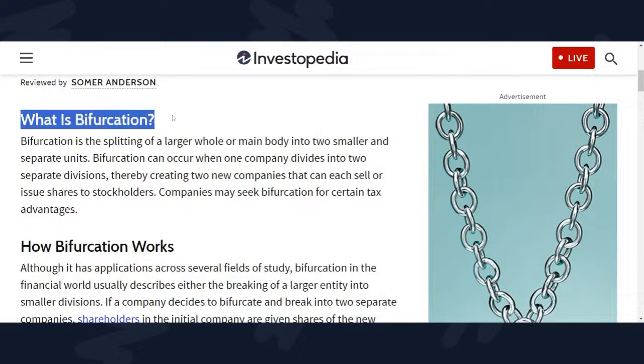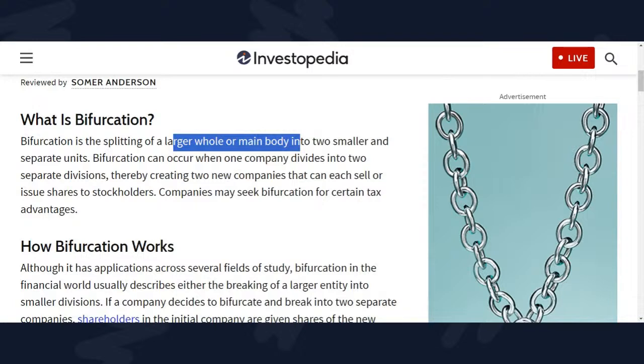What is bifurcation? Bifurcation is the splitting of a larger whole or main body into two smaller and separate units. Again, I've told you many times, it's not the United States, it's United States. Every house has a numerical unit on it, and it's owned by the Postal Service as a bonding number for the street name security created by the local municipality. That is a unit, a dwelling unit, a housing unit, a multifamily housing unit.